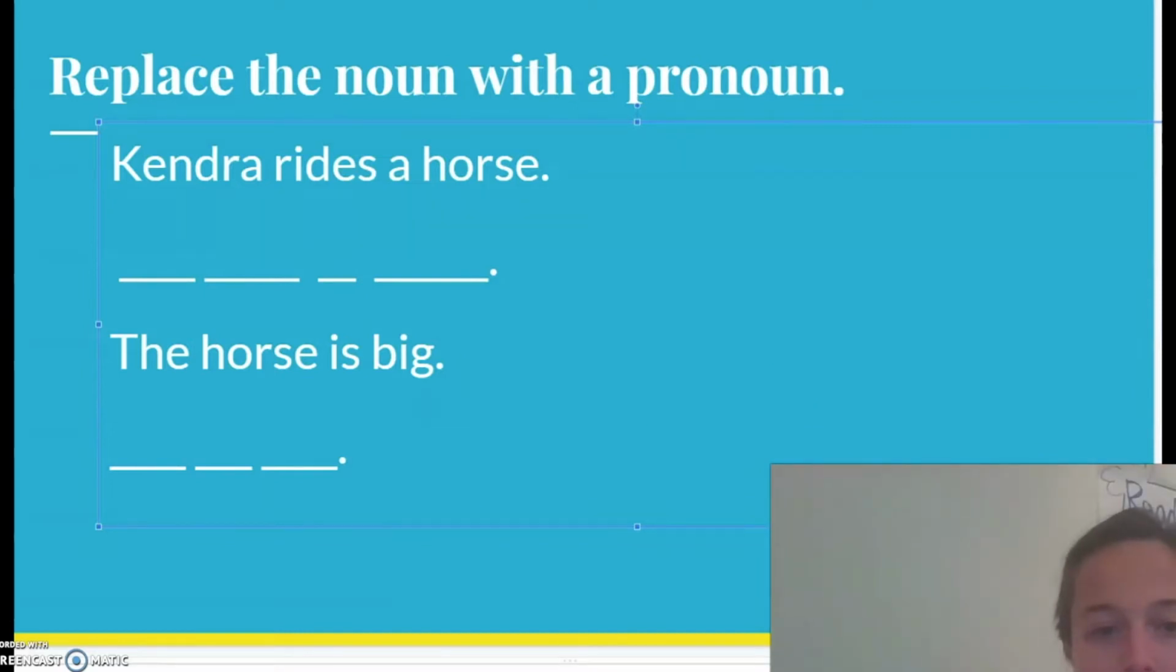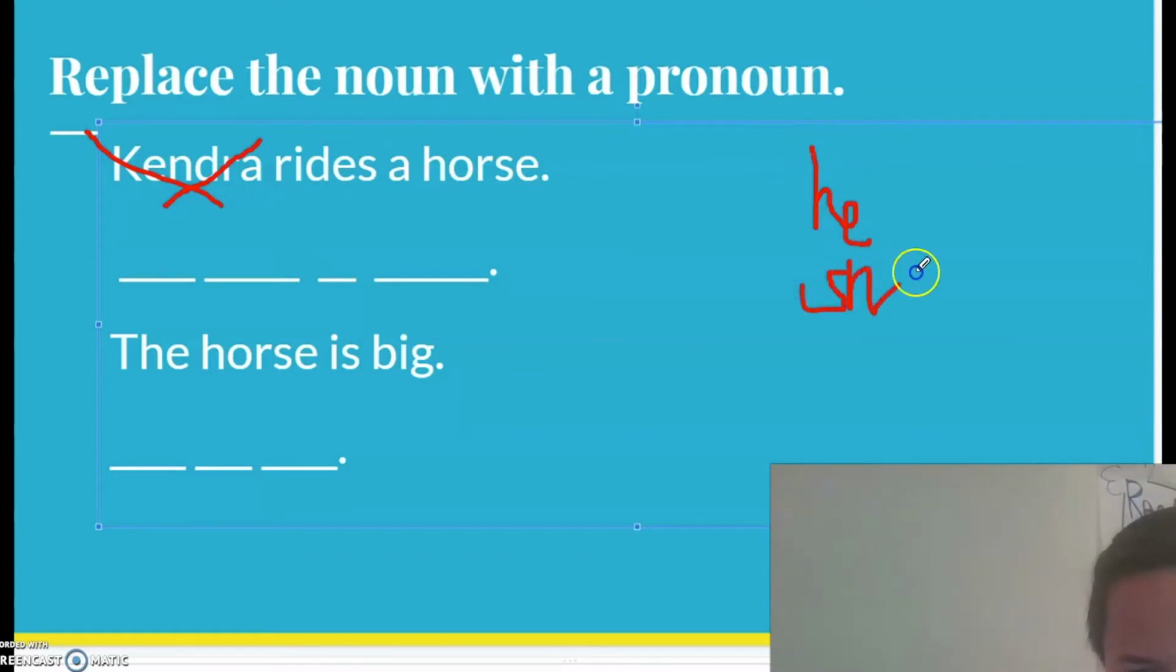Our job today is to rewrite the sentence Kendra rides a horse without using Kendra's name. You're thinking, what pronoun could we use? Could we use he, she, or it? No, my handwriting's really bad.